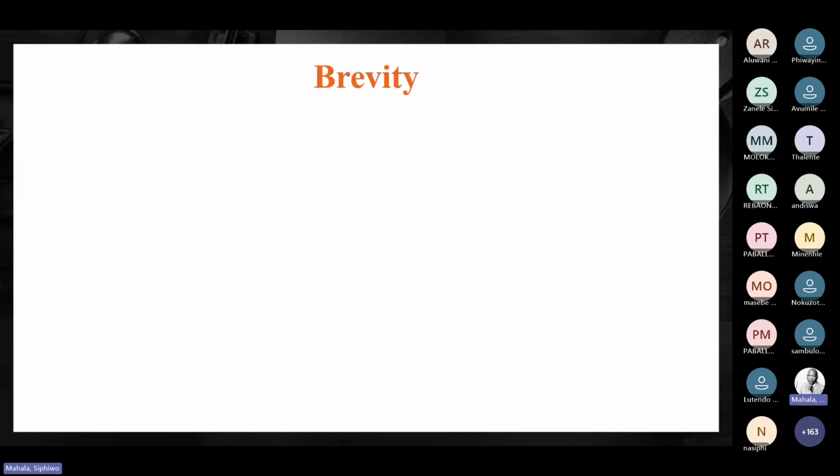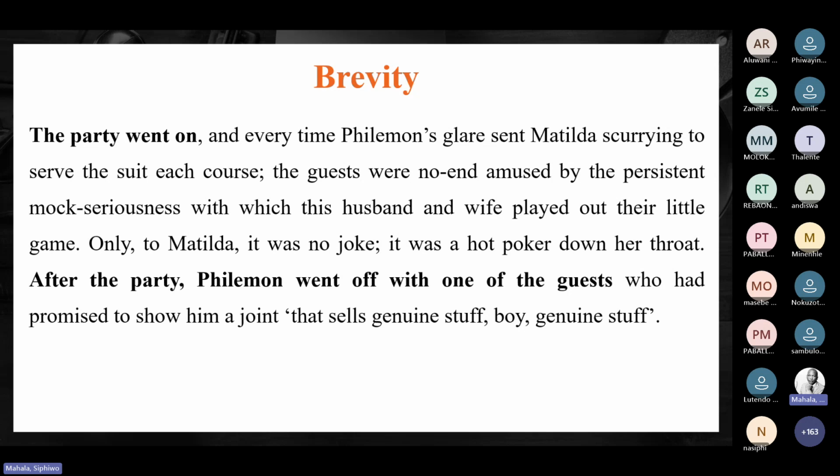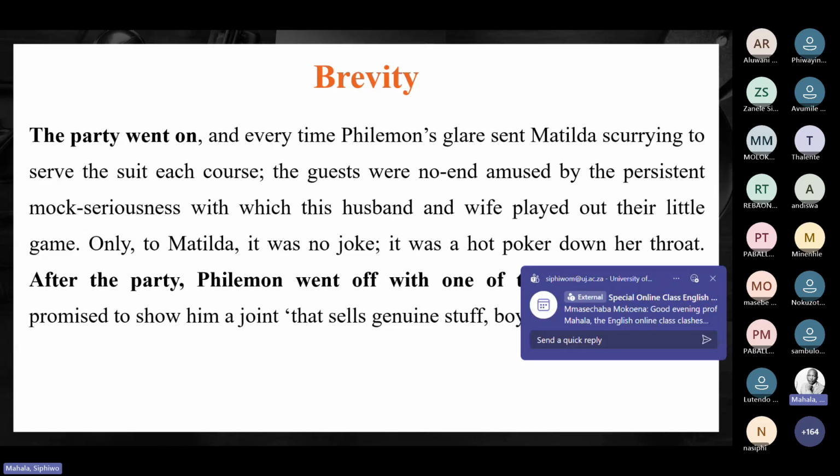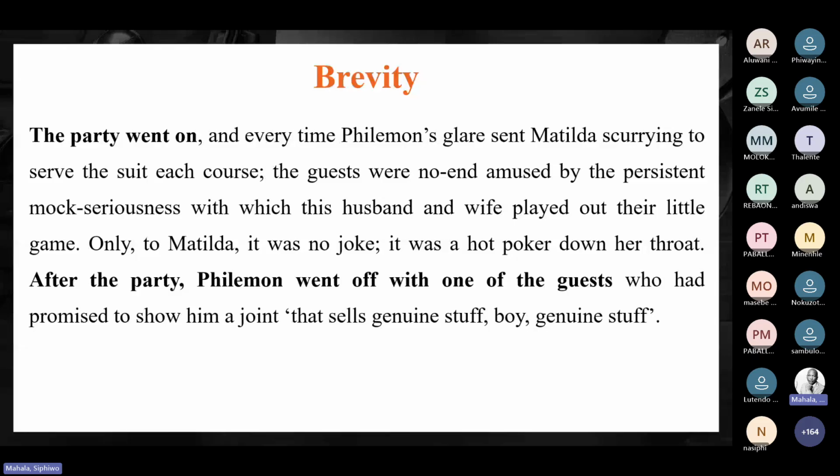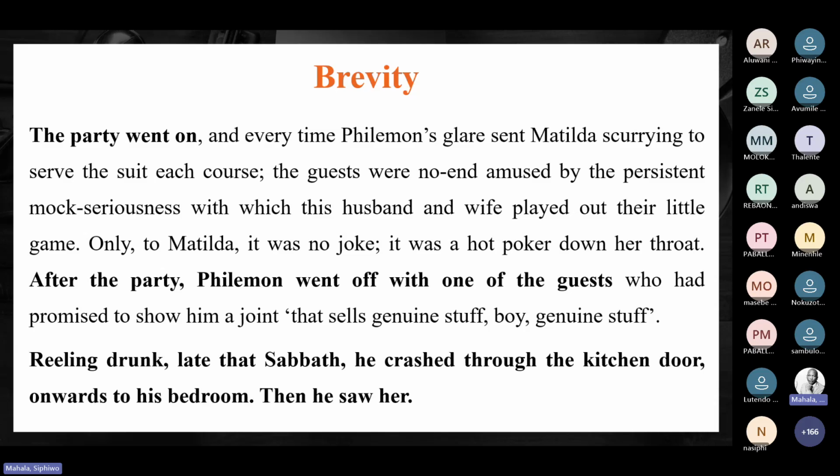And then, going back to the elements of short stories, we mentioned, for instance, that one of the key elements of the short story is that it is brief. In other words, when we discuss what makes a short story short, among other things, we spoke about brevity. All right. And now here is an extract from Ken Temba's The Suit.